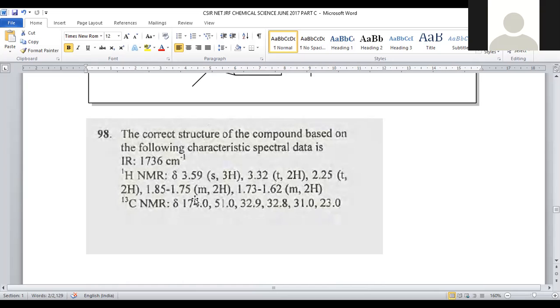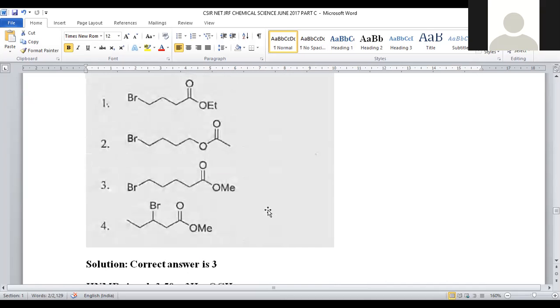3.32 value. 2.25 also corresponds to 2 hydrogens, again a methylene. And 1.85 to 1.71, 2 hydrogens, again a methylene. 1.73 to 1.62, again a methylene group, 2 hydrogens. So how many methylene groups are there? 1, 2, 3, 4 methylene groups should be present in the given compound. Here also methylene CH2, 1, 2, only 2 are there. So directly we can conclude that option number 3 has 4 methylenes, a methoxy and 1 ester linkage. So 3 will be the right answer.